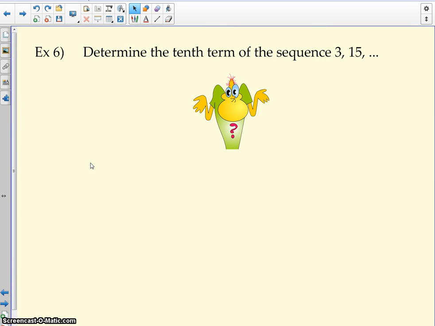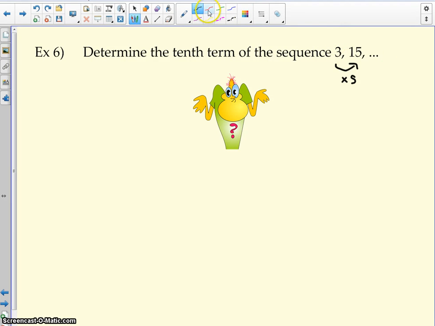Okay, so number 6, it's a little bit weird. It says determine the 10th term of the sequence 3, 15, ... we don't know what else. What's tricky about this one is you can actually interpret this multiple different ways. If I wanted to see this as geometric, I'd be multiplying by 5 to get from one term to the next, but there's no third or fourth terms here for me to actually establish the pattern. I only have 2 terms here. It's not enough to establish a pattern.